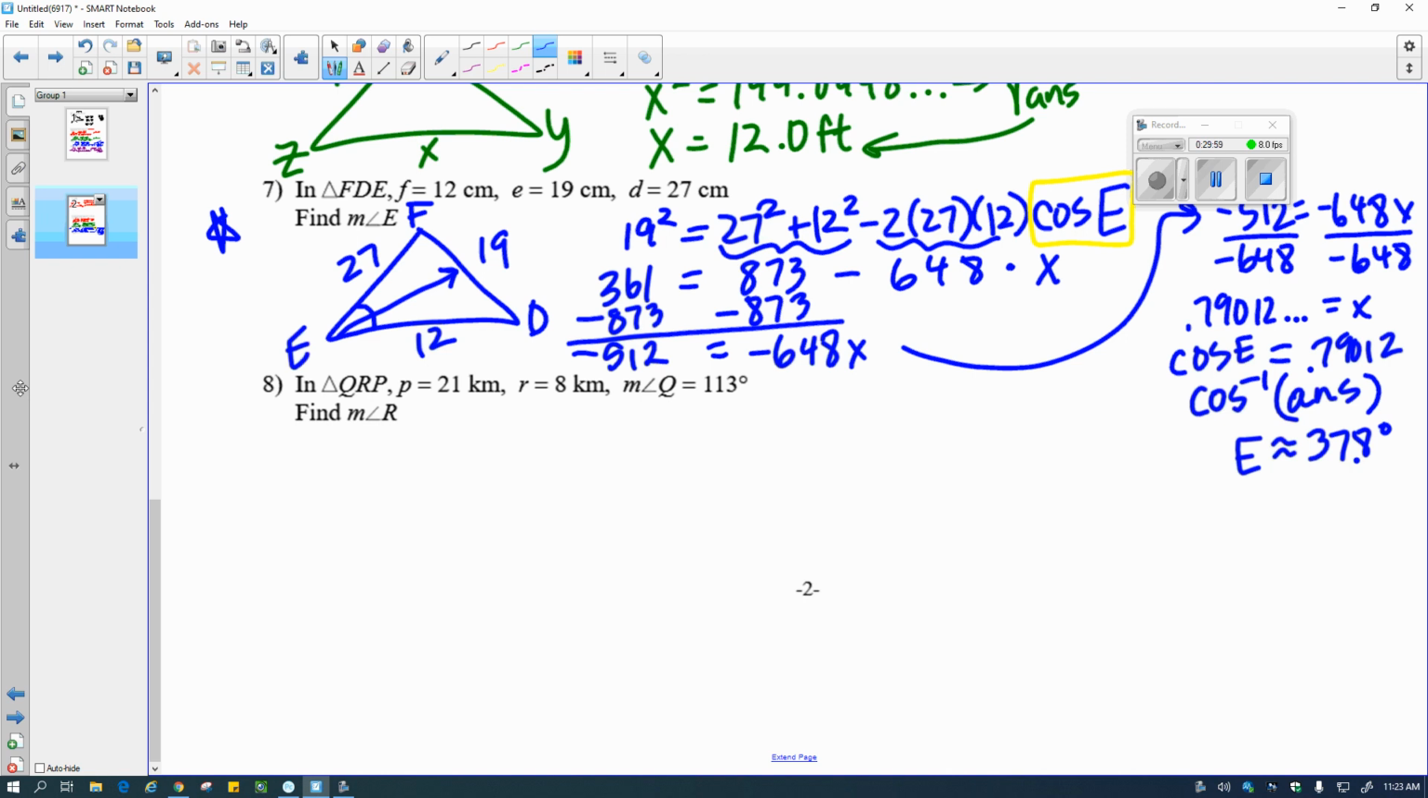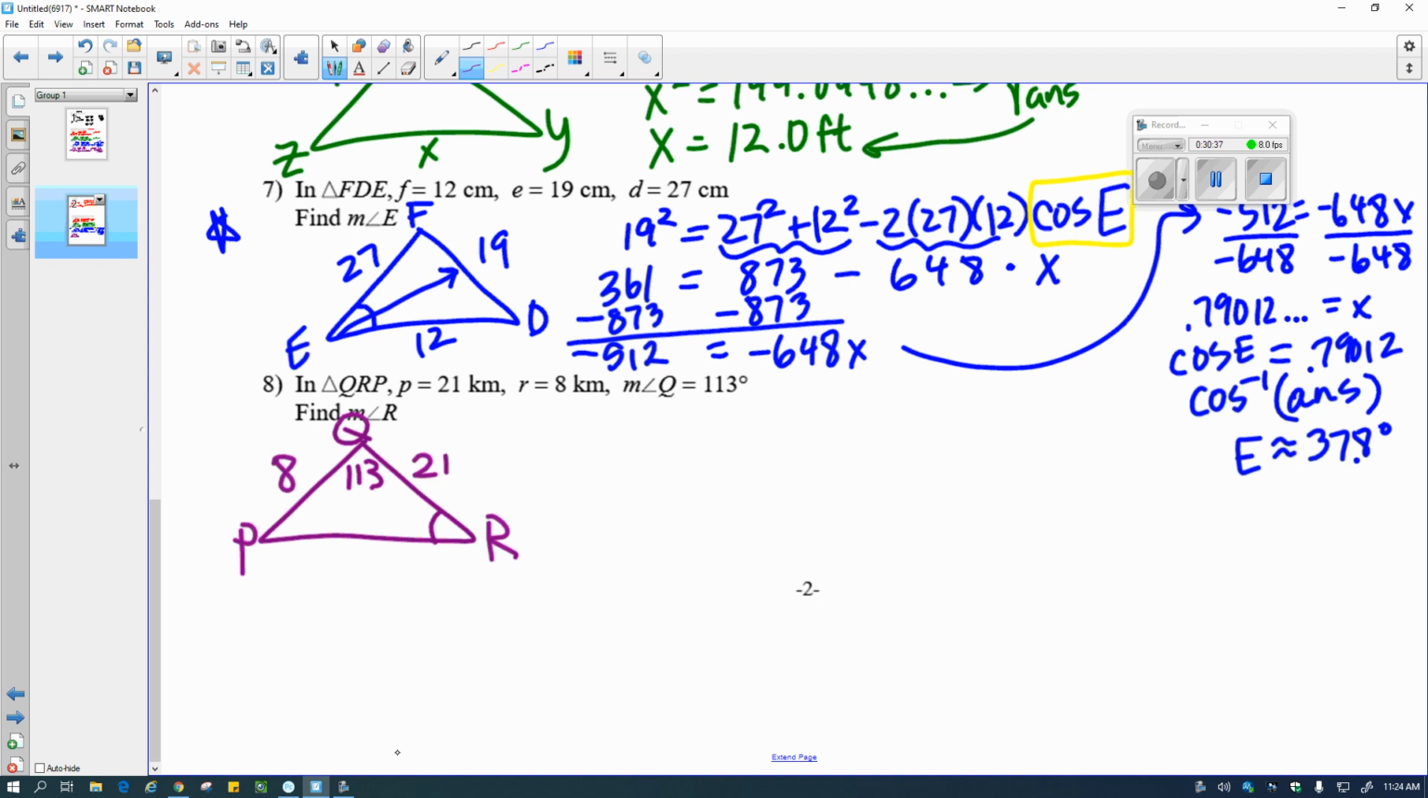Now the last problem is going to also bring us another scenario that could happen. If we start to draw our last triangle, our last example here, QRP, angle Q, angle R, angle P, I start to fill in my information. Across from P is 21, across from R is 8. Angle Q is 113, and they want me to solve angle R.